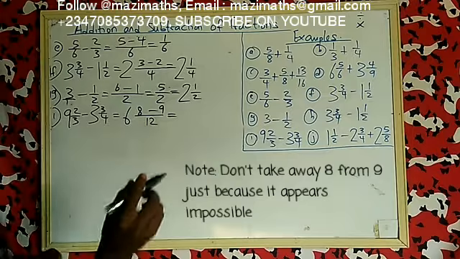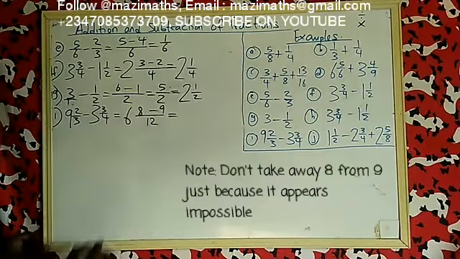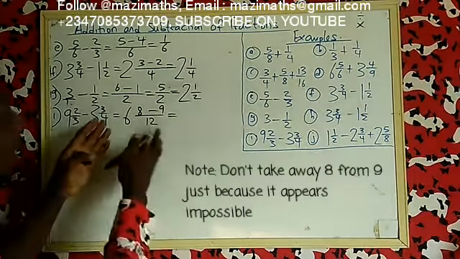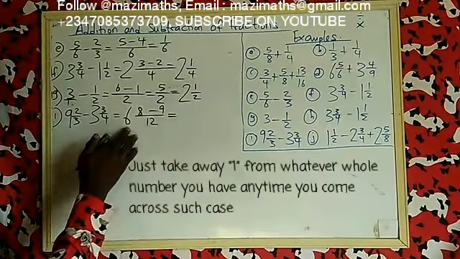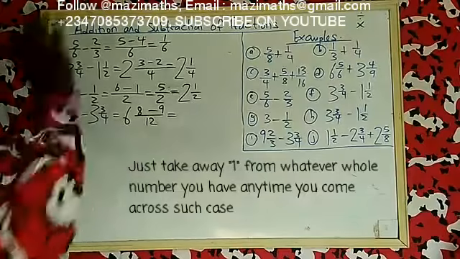So don't go ahead and say you can't take away from 9. No, your answer will be wrong. Anytime you arrive at something that looks like this, all you need to do is just take whatever whole number is here, even though it is one, and just minus 1 from it.